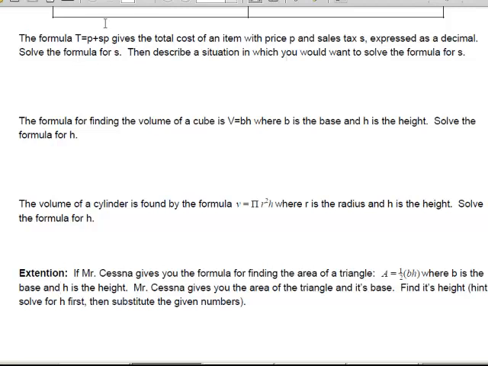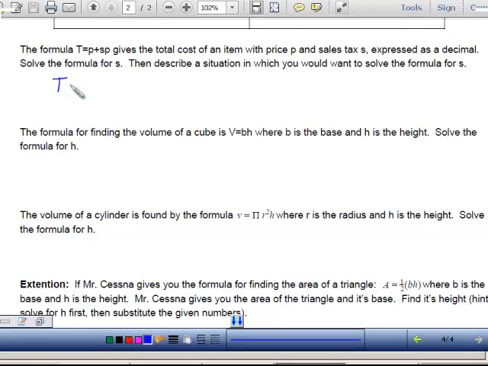I'm going to rewrite the formula. Hopefully you do the same. T equals P plus SP. Alright, so the first step, of course, is to try to get S by itself. In order to get S by itself, we would need to subtract P from both sides. Those two can't be combined yet. So we're left with T minus P is equal to, those two cancel, SP.